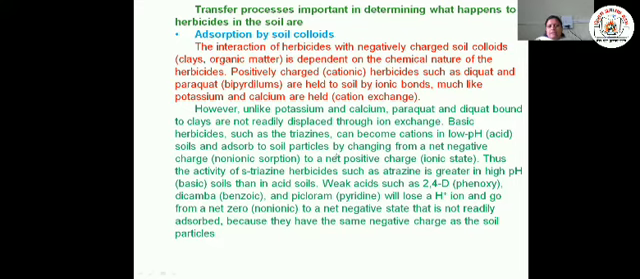Basic herbicides such as triazines can become cations in a low pH condition and adsorb on the soil particles by changing from the net negative charge to the net positive charge. Thus, the activity of triazine herbicides such as atrazine is greater in high pH soils than in acidic soils.